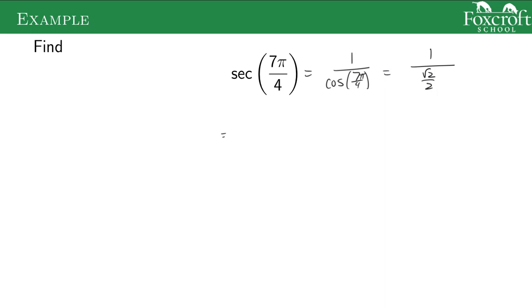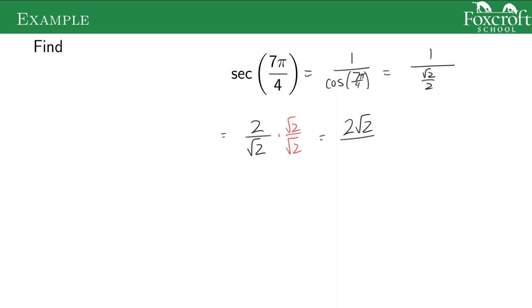And then 1 divided by a fraction is its reciprocal. So I'm going to flip this fraction from the square root of 2 over 2 to 2 over the square root of 2. And this is technically the right answer, but again, it's not fully simplified because there's a square root on the bottom, so I'm going to multiply the top and bottom by that square root.